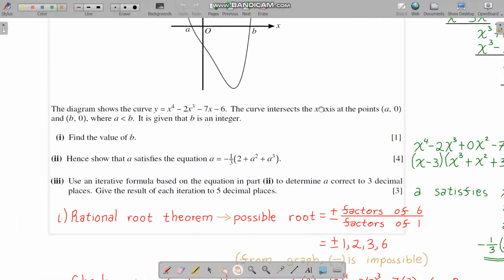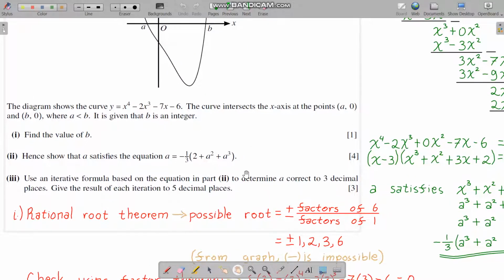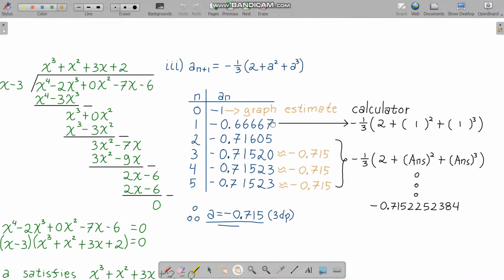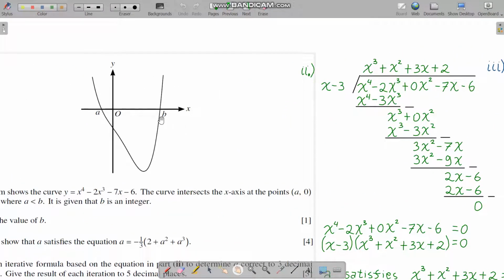And for part 3, use an iterative formula based on the equation in part 2. So of course this is the equation, it's given in the question. We use this as the iterative formula in 3 d.p. So this is the iterative formula. For the first value, just look at the graph, so estimate from the graph. So obviously it's on the right, so it's something positive.